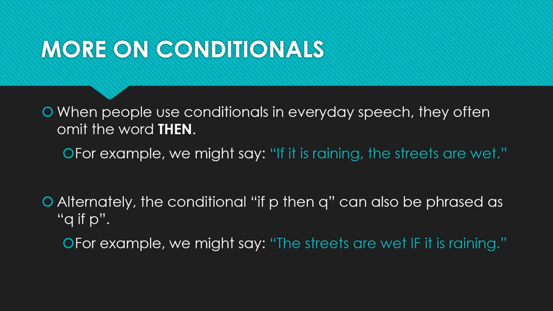Sometimes whenever we're using conditionals in our everyday speech, we might omit the word then. So for example, we may say, if it is raining, the streets are wet. We might omit the word then. So instead of saying, if it is raining, then the streets are wet.